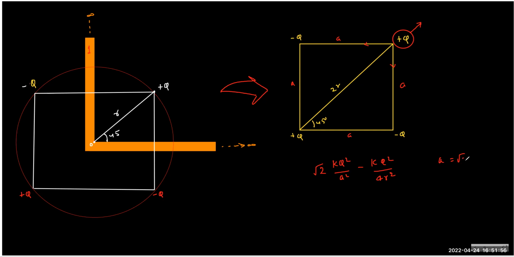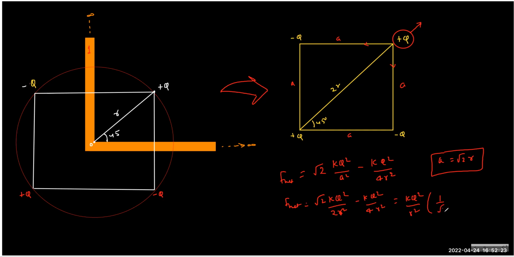Yeah, towards, and yeah. You can substitute here. So you can take common kQ square by R square. What you are left with is 1 by root 2 minus 1. So you can see we can solve a question like this, an image problem.